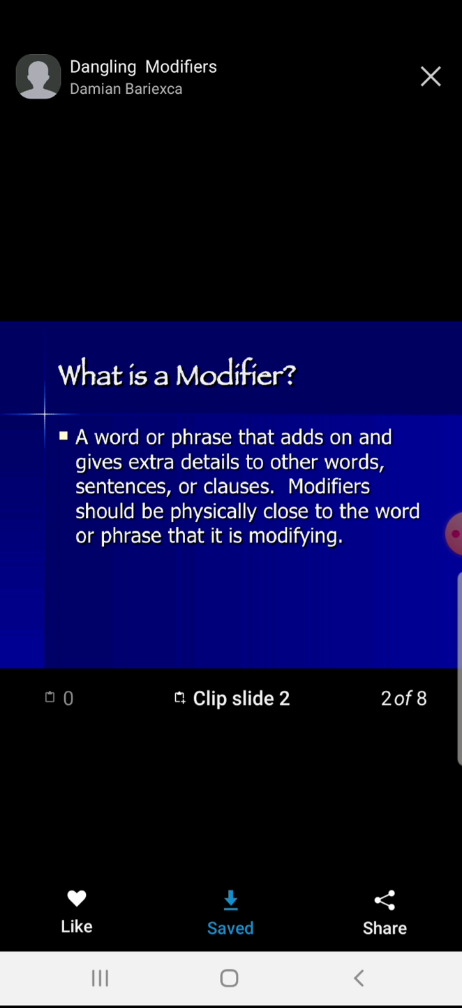Okay, and then a modifier should be physically close to the word or phrase that it is modifying. For example, like the adjective clause example I mentioned before. The girl who is sitting next to me is my sister. The modifier must be placed in the place that is nearest to the word that is modified. Jadi harus sangat dekat posisinya dengan kata yang dimodifikasi atau yang dideskripsikan. Okay?